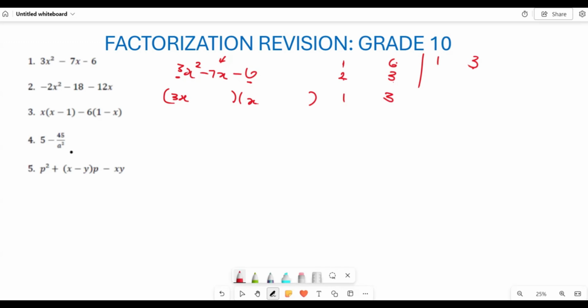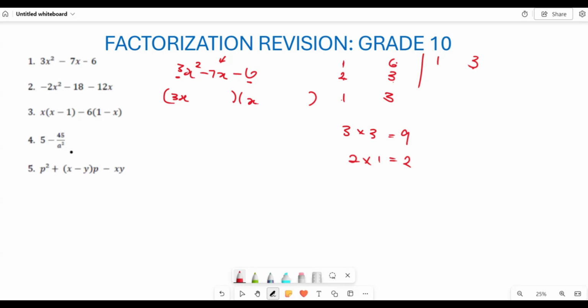Now, I want you to look at this. Can you see that if I multiply my 3 with 3, I can get 9? And then if I multiply my 2 with 1, what am I going to get here? I get 2. But I am looking for a negative 7 here.